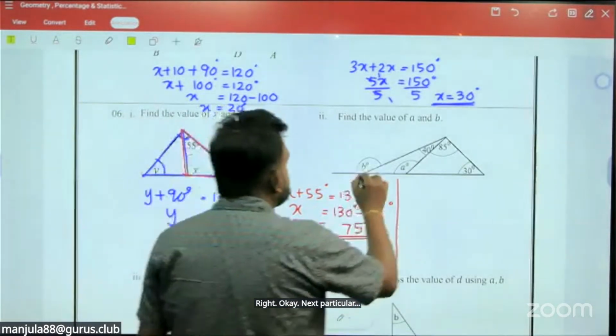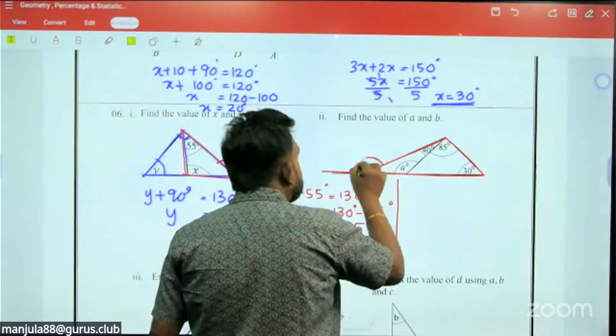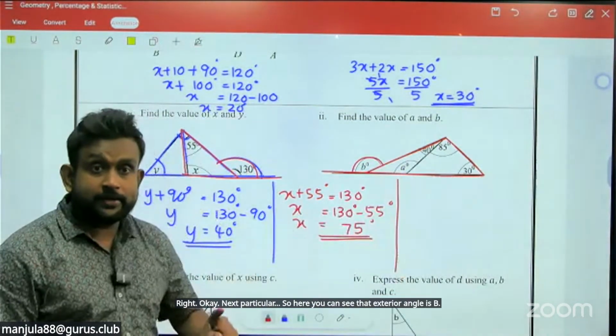So here you can see that the exterior angle is B. Exterior angle B.